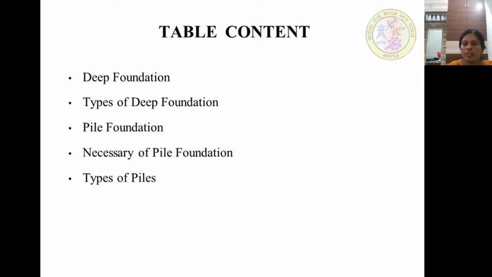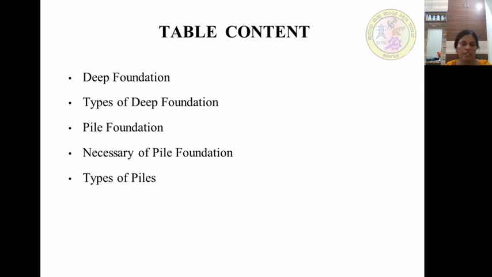In shallow foundation, the depth of foundation is equal to or less than its width. Suppose at the site there is soft soil, so the depth of foundation is more, or there is a water table near the ground, or the load is more. We prefer deep foundations because we could not provide shallow foundation.